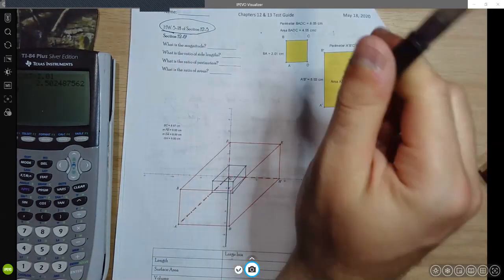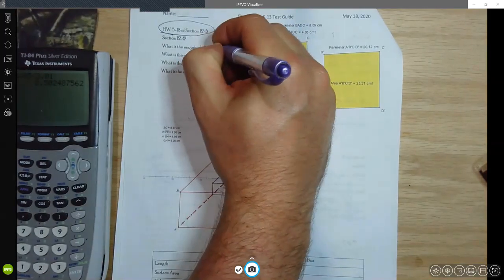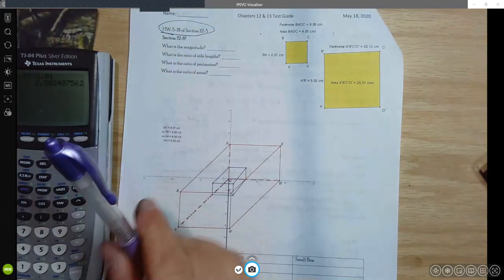Apparently I'm writing in invisible ink. Here, I'll try this one. That one also is invisible.